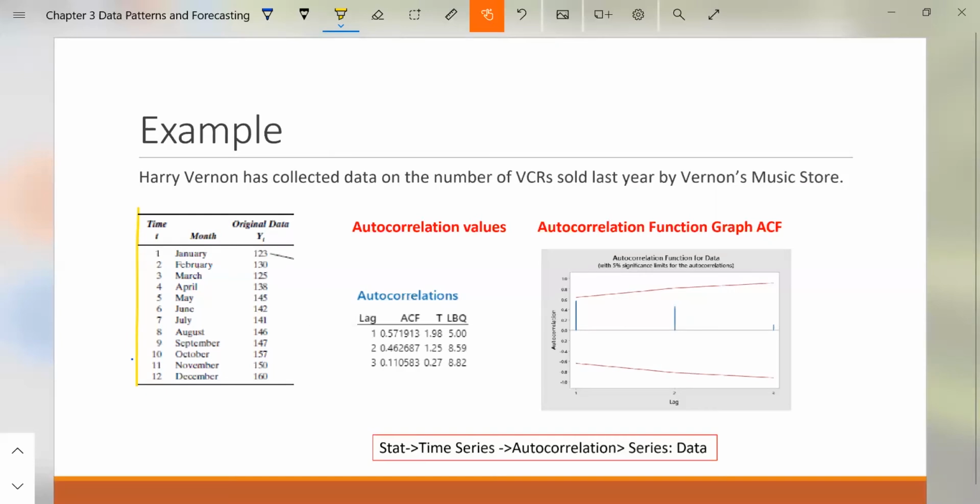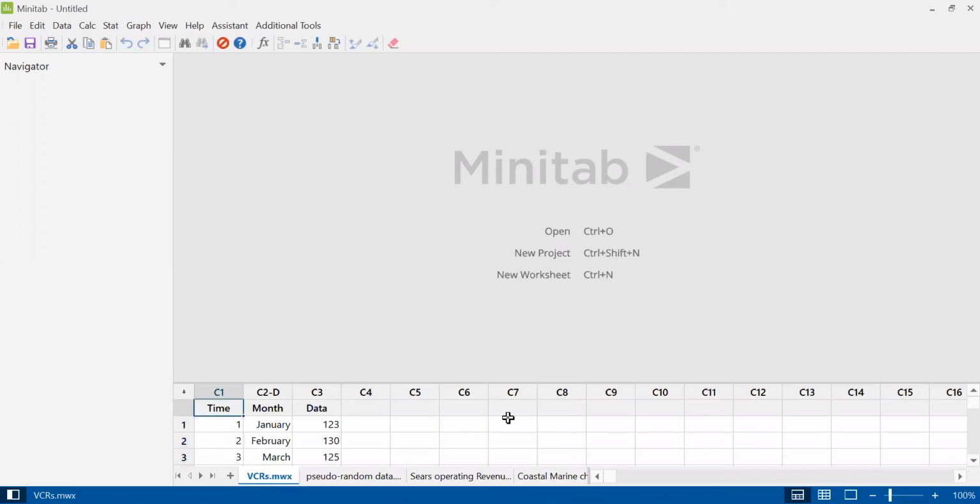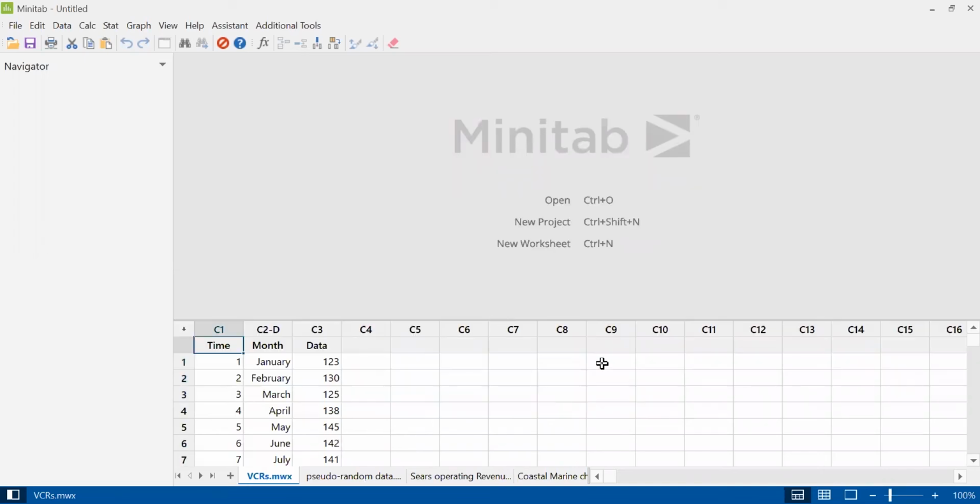We're going to move now to Minitab because I want to show you there how to obtain the autocorrelation values and also how to obtain the ACF graph. Then we'll go from there. So let me switch to my Minitab. It is also highly recommended that you carry out the analysis in your Minitab while going over the lecture.